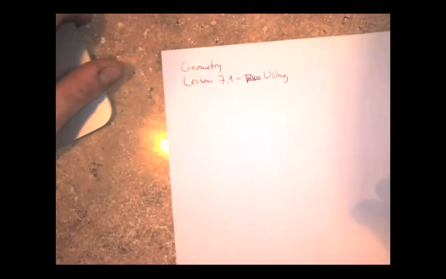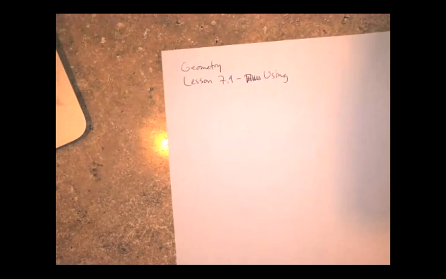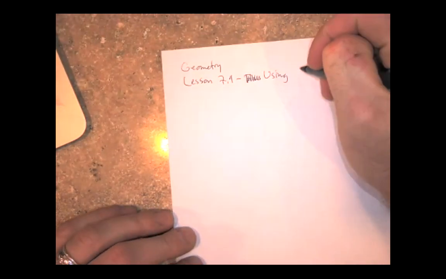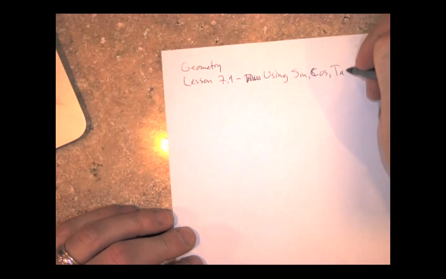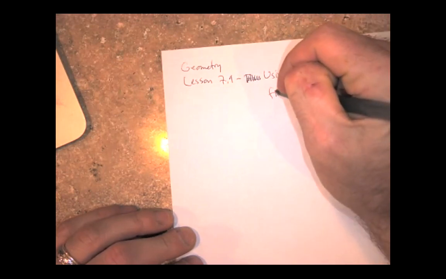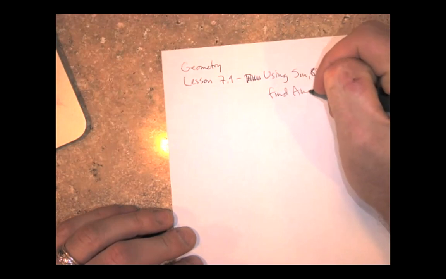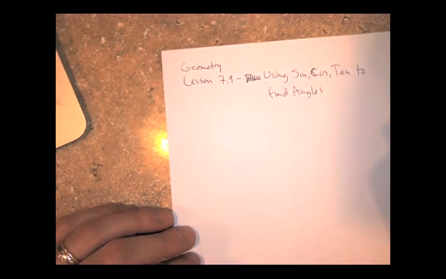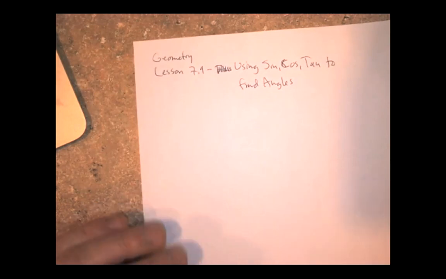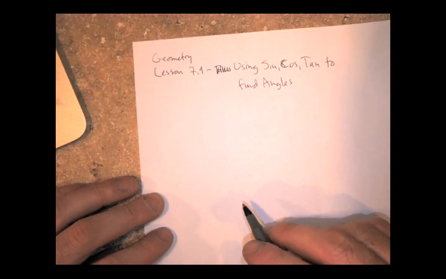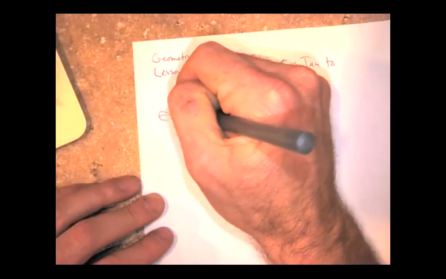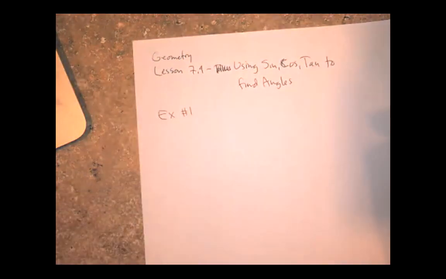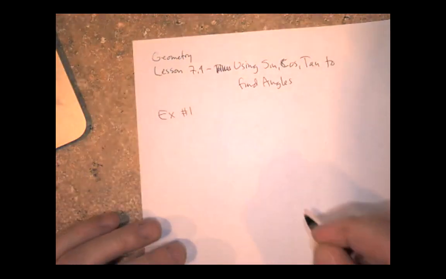All right, guys. Lesson 7.9 is using sine, cosine, and tangent to find angle measures. So far, we've been finding sides. There is a way to use the sides to find the angles. I think we can just do two examples and you'll be able to see it pretty easily.